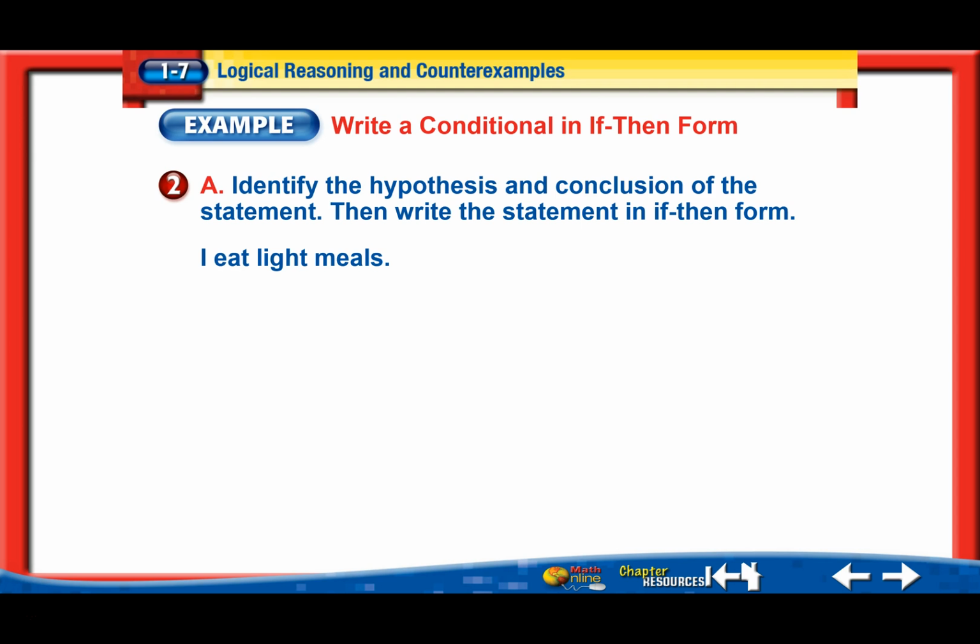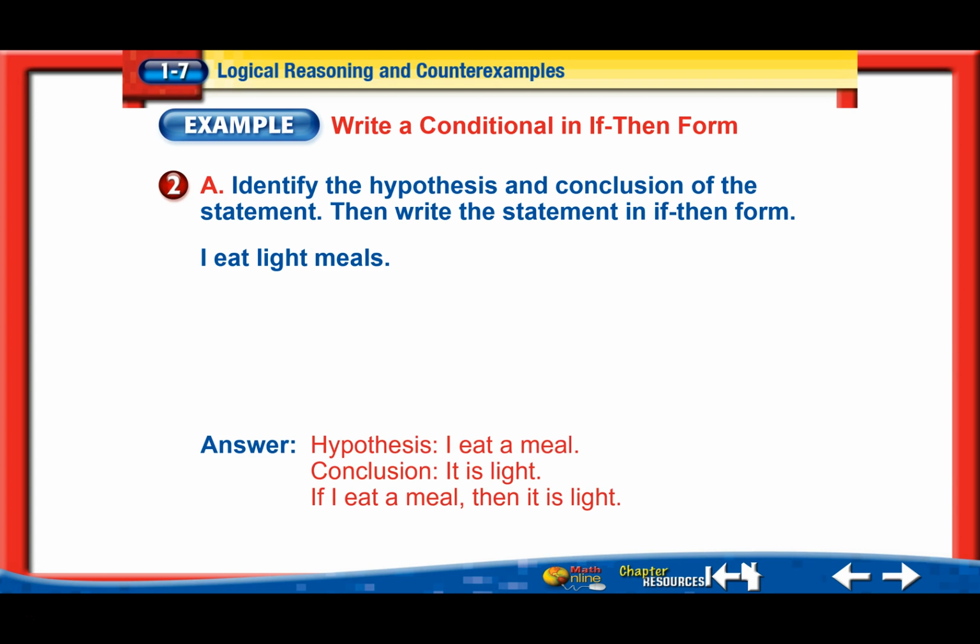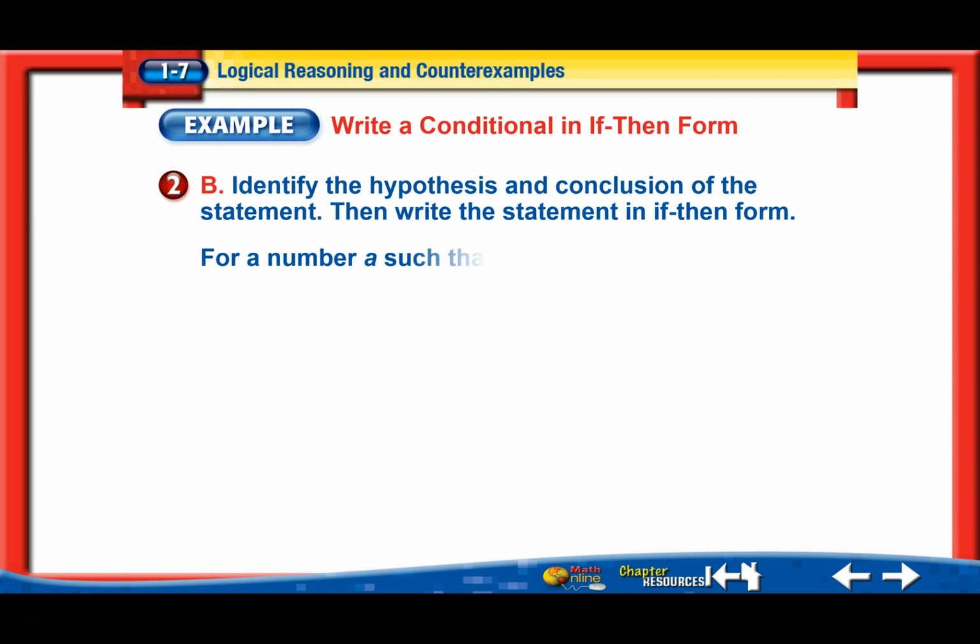Write a conditional in if-then form. Identify the hypothesis and conclusion of the statement, then write the statement in if-then form. I eat light meals. Hypothesis: I eat a meal. Conclusion: it is light. So if I eat a meal, then it is light. Let's try another one.